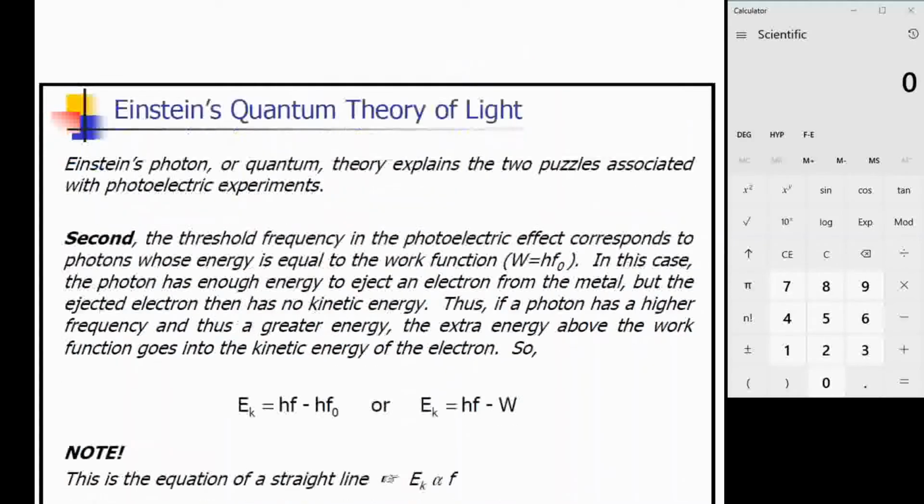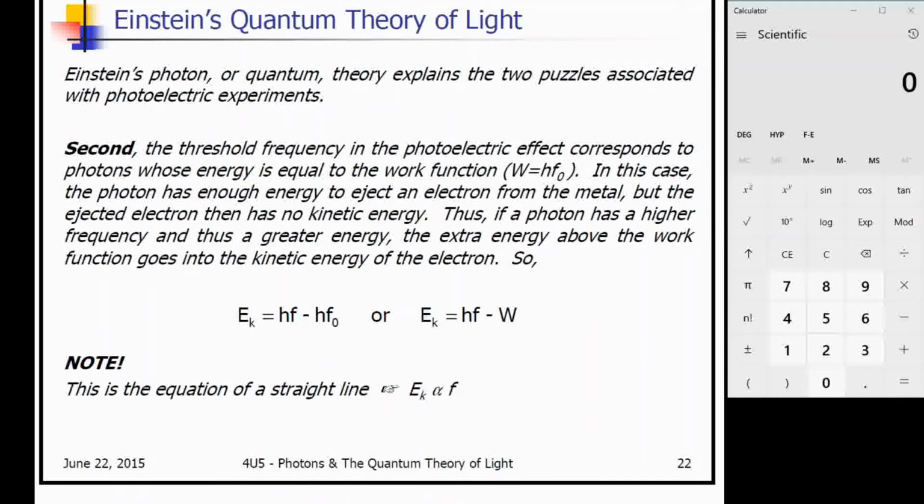The second part of this, that threshold frequency of the photoelectric effect, corresponds to photons whose energy is equal to the work function. So if we have a photon, and its energy, its hf, was equal to the work function of that metal, then we could start seeing electrons being ejected. But if it is less, the electrons do not leave the metal, they become more excited. If it's more, the electrons leave the metal with a greater kinetic energy.